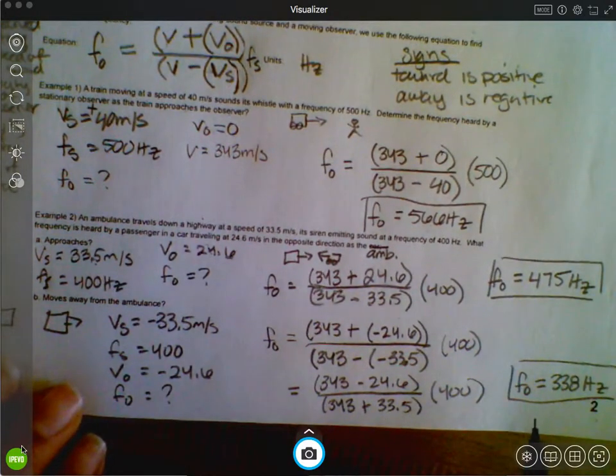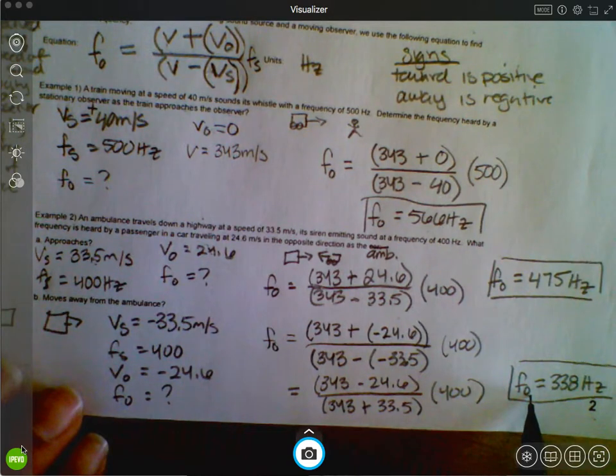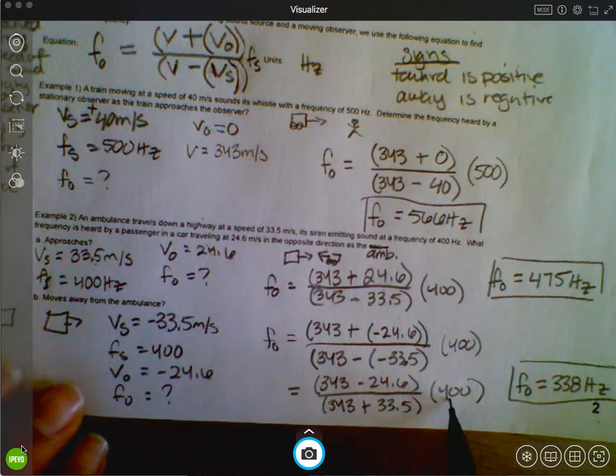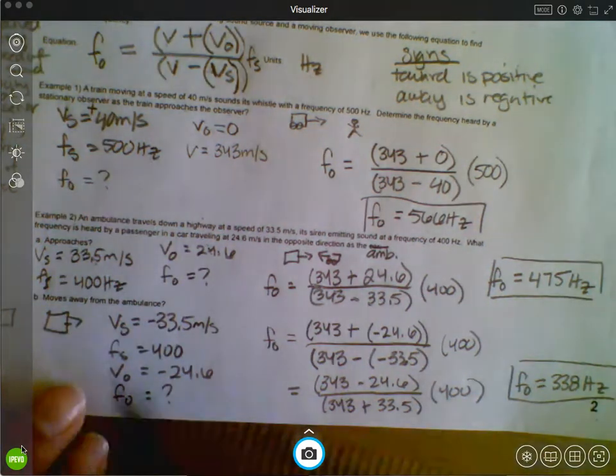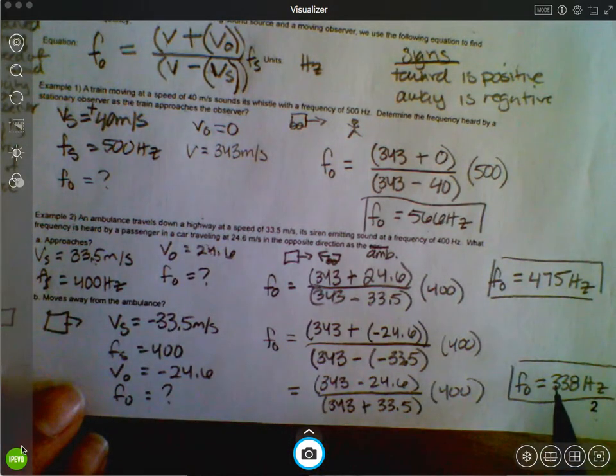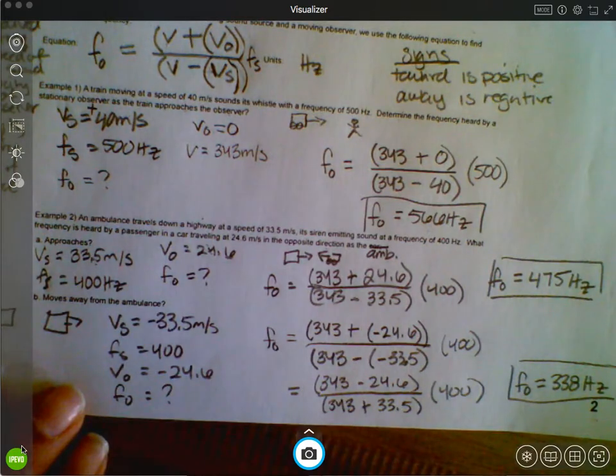Now, let's make sure it makes sense. This is the frequency that we're hearing. It's lower, meaning it's a lower pitch, than the frequency that's actually being emitted. But they're going away from each other, so it should be lower. So that makes sense.